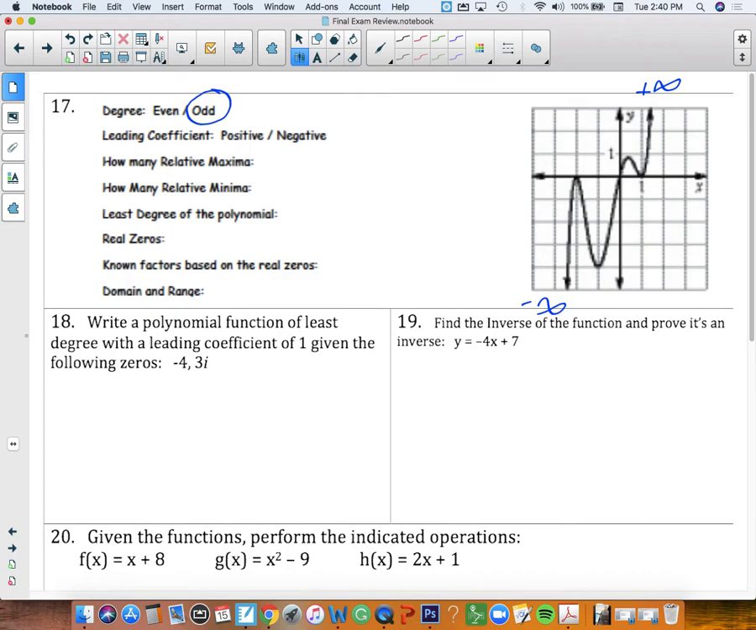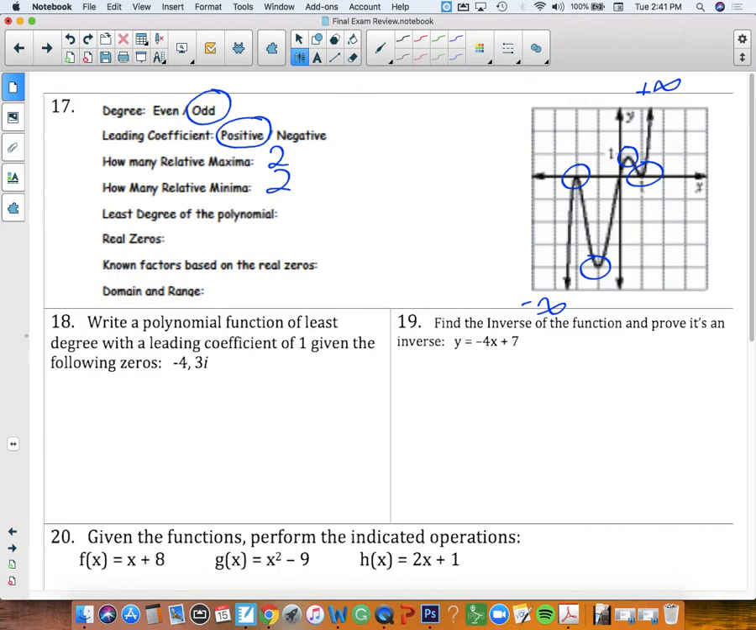Okay? Leading coefficient. Where is the graph going as I look from left to right? It's going up. What types of things are associated with up? That would be positive things. Okay? How many relative maximums? So remember, maximums are top points. Okay, so you have 2 of them. Relative minimums, low points. You got 2 of them.